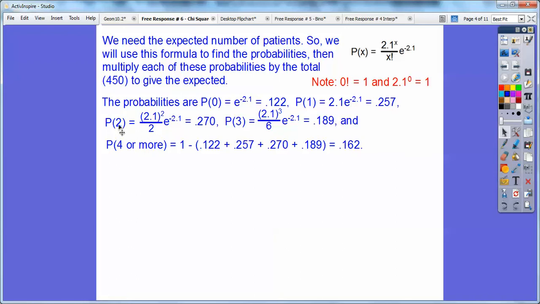Here it is when x equals 2. I get 0.270. When x equals 3, remember 3 factorial is 3 times 2 times 1, and 2 factorial is 2 times 1. And then 4 or more years, well, 4 or more is everything else, you guys. So if these are the probabilities from 0 to 3, then 4 or more is going to be the rest of it, so it's 1 minus the sum of those. So I get 0.162. Those are the probabilities.